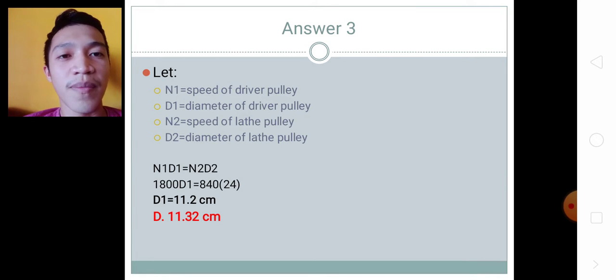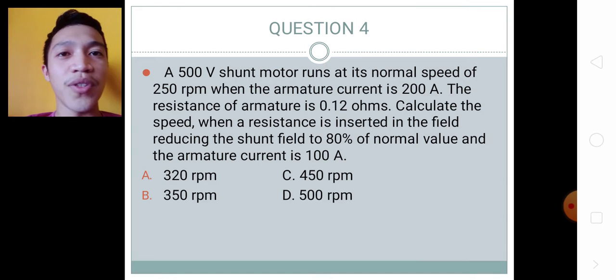Now we have the formula. The product of the driver pulley's speed and diameter is equals to the product of the lathe pulley's speed and diameter. Now we have our speed of the driver pulley, which is 1800, times the diameter D1, which is equals to 840, the speed of the lathe pulley, times its diameter, which is 24. Now we have D1 is equals to 840 times 24 over 1800. That's equal to 11.32 centimeters. Now for question number 4.